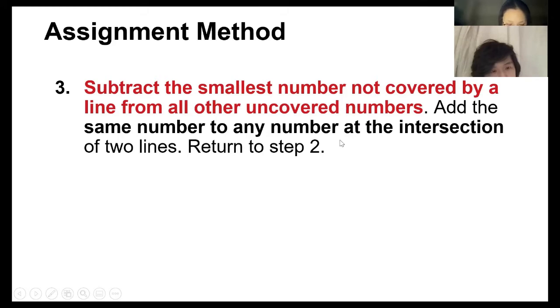Add the same number to any number at the intersection. So at the intersection of the lines, you add the numbers. So these are two different things. Okay, I will show you after this, or you can see the example in the book.